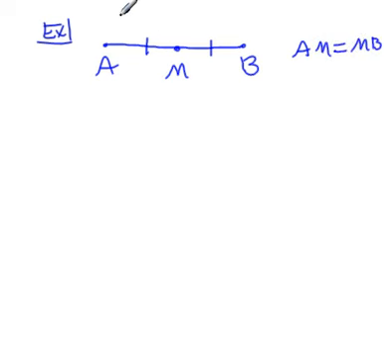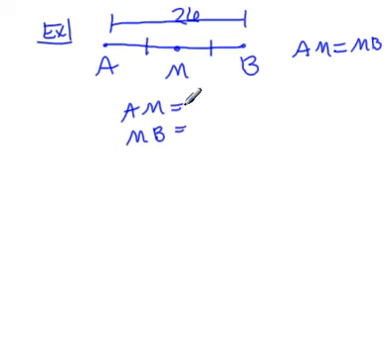So if I tell you that this whole segment AB is equal to 26, then can you tell me what the measurements of AM and MB would be equal to? Basically M is cutting it into two equal parts, right? So you take 26 and you cut it into two equal parts. To cut something into two equal parts, you divide by 2. So both of these would be 26 divided by 2, which would be 13.